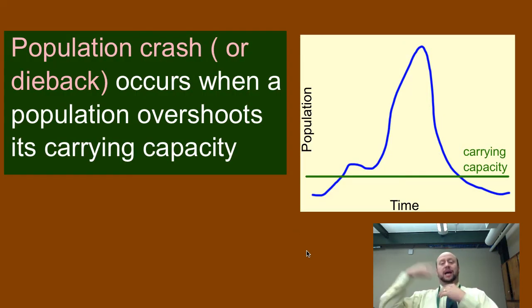Now, if you have drastically overshot your carrying capacity, then what we get is what's termed a population crash, or sometimes you'll hear it called a dieback of certain species. So if it goes way over the carrying capacity, then it's going to crash back down, usually way below the carrying capacity when that happens. There are all kinds of great examples of this.